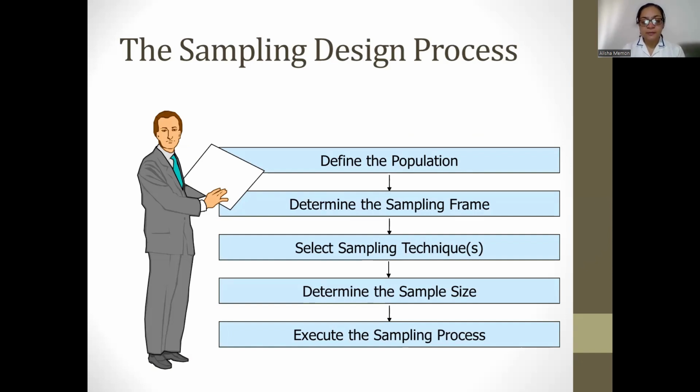First, we have to define the population, that is the target population. Then we have to decide the sampling frame. Then we have to decide upon the sampling technique. Then we have to calculate the sample size. And then we can actually start recruiting the samples for our study.